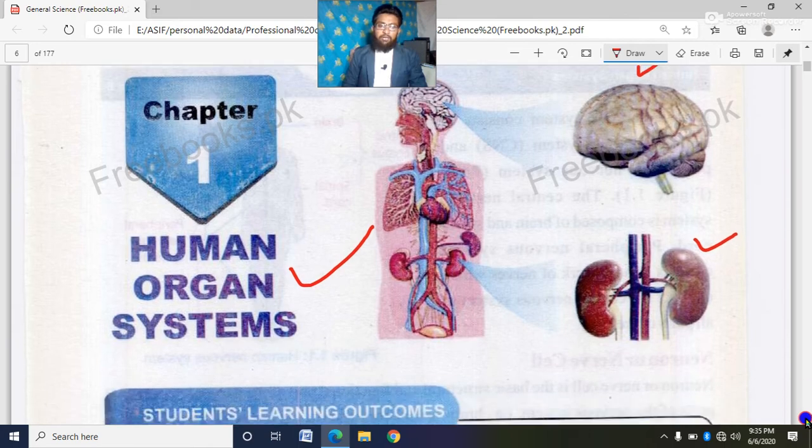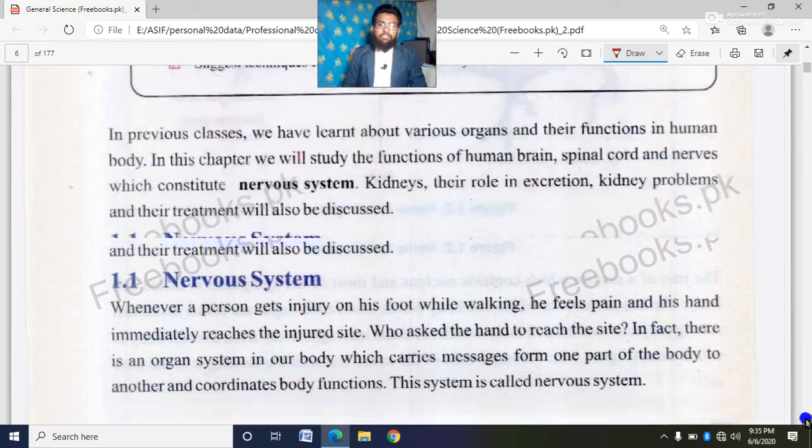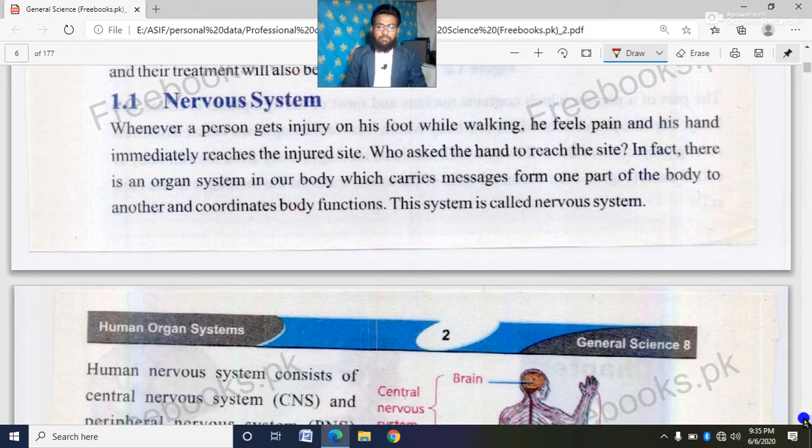So, dear cadets, first of all, in this chapter, we will study the nervous system, types of nervous system, components of the nervous system, and the basic structural and functional unit of the nervous system. Next, dear cadets, we will also study the actions controlled by the nervous system and different parts of the human brain. And then we will study the spinal cord and peripheral nervous system. These are all about the nervous system.